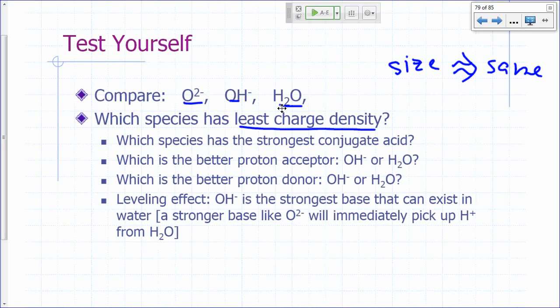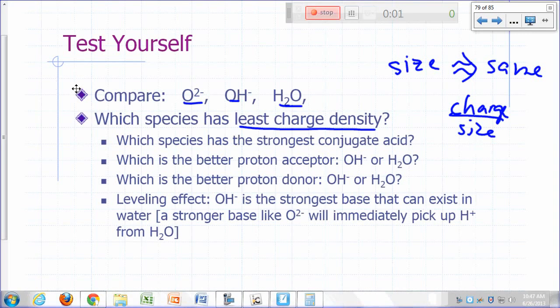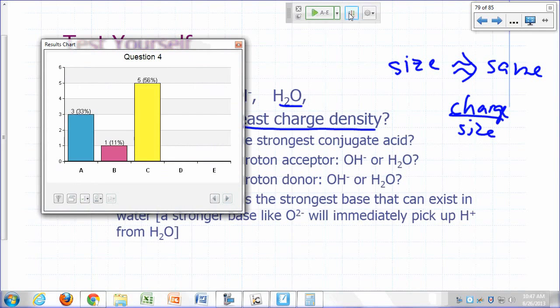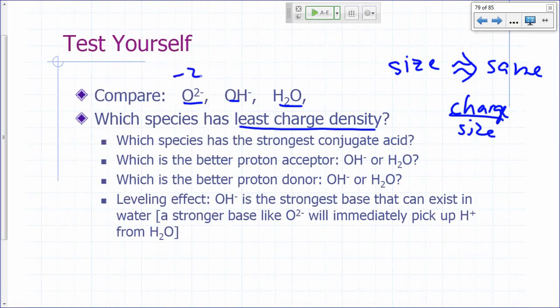So which one has the most charge density? You need charge to size ratio, right? Or let's answer this question. Which has the least charge density? Let's see. Water, right? This is -2, -1, 0. Divided by the same size, more or less the same size, water has the least charge density. So water has the least charge density.